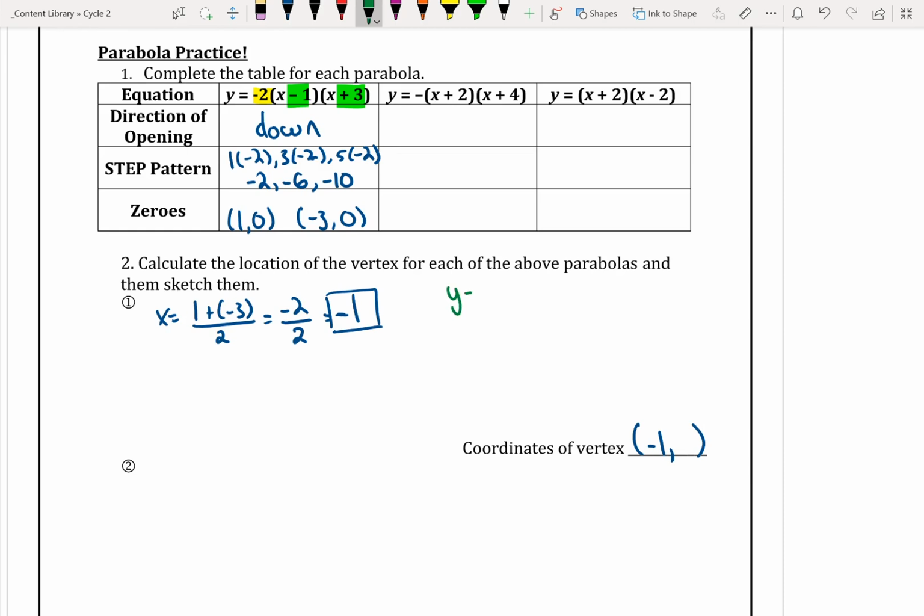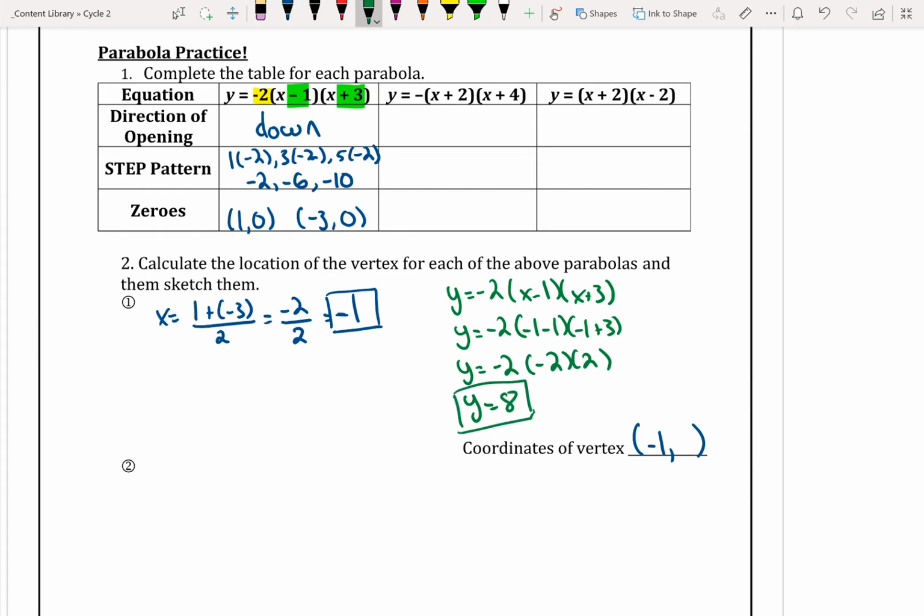Again, we talked about how to find the y value. I'm going to take my equation, y equals -2, x minus 1, x plus 3, and substitute this x value into the equation. So y equals -2 times -1 minus 1 times -1 plus 3. Okay, y equals -2 times -2 times +2. And when I go through and multiply, I get y equals 8. So that means the coordinates of my vertex are -1 and 8.